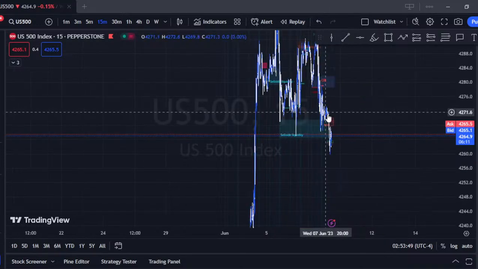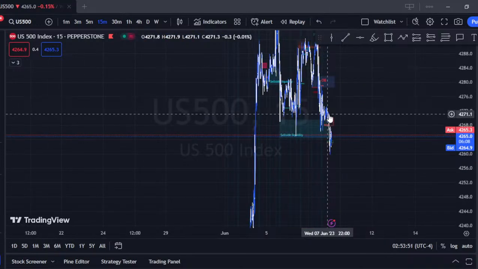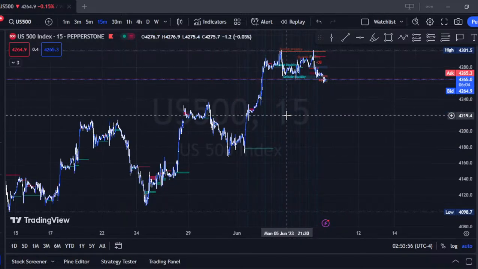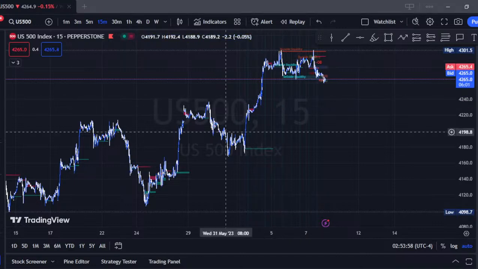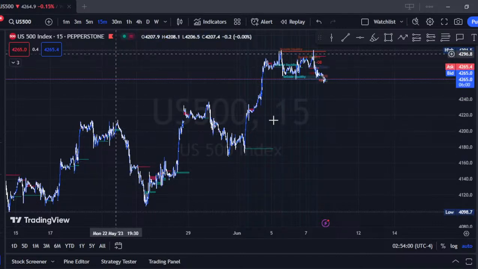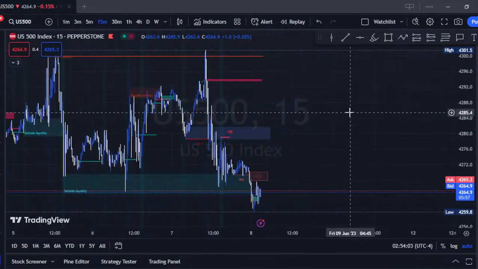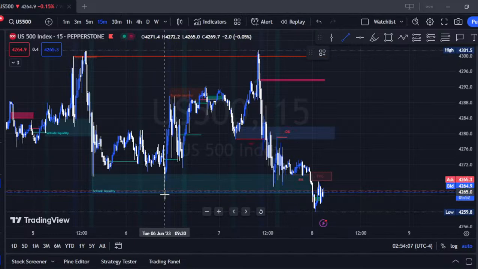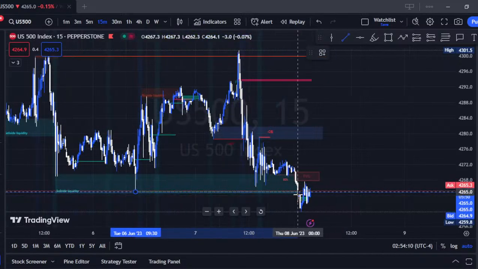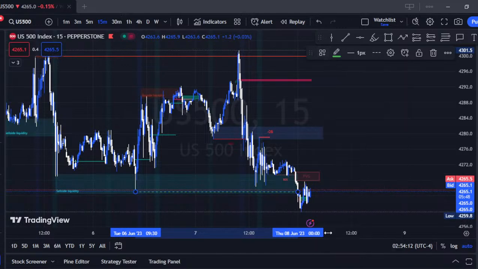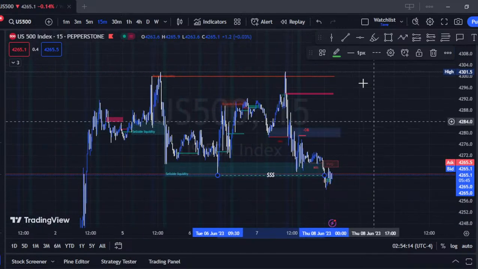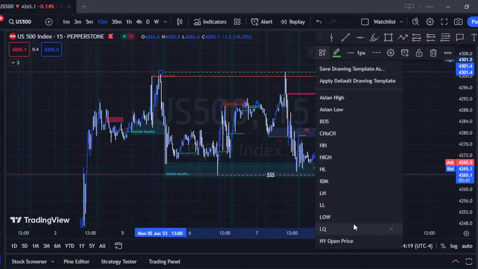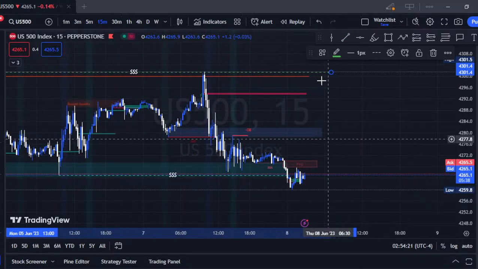Okay, here we are again on the Silver Bullet session on the US 500, SPX, S&P, or whatever it is. Let me start to mark the liquidity figures. Here we have sell side liquidity, which was just taken out on the 15 minutes, and we have this liquidity on top here, which would be the target if this is a bullish setup.